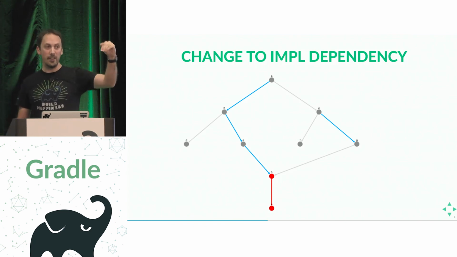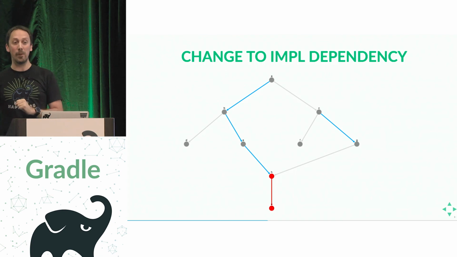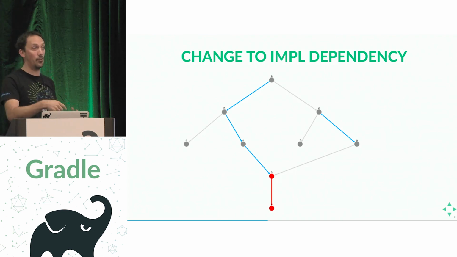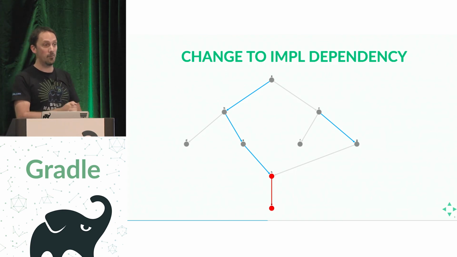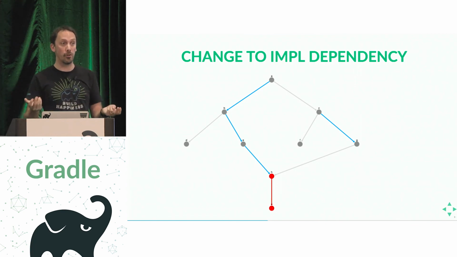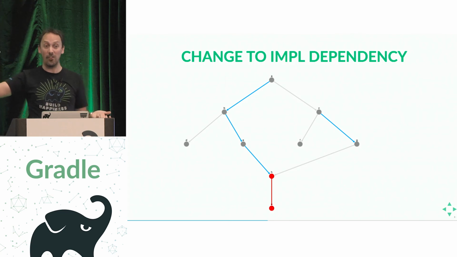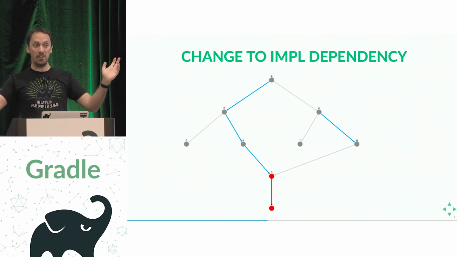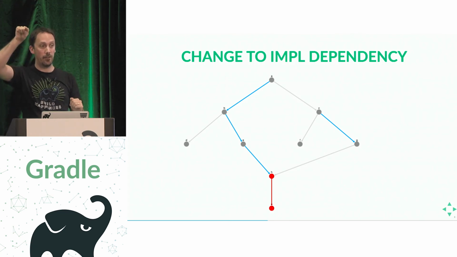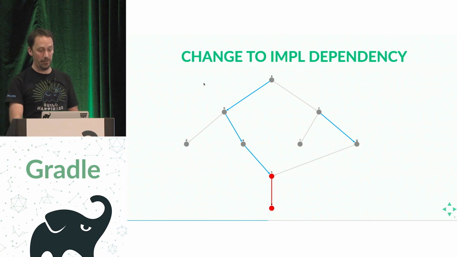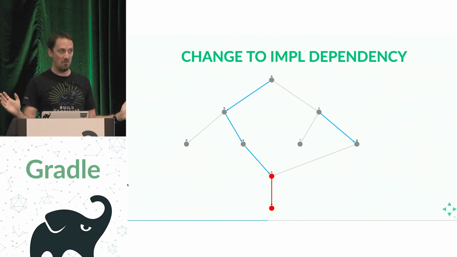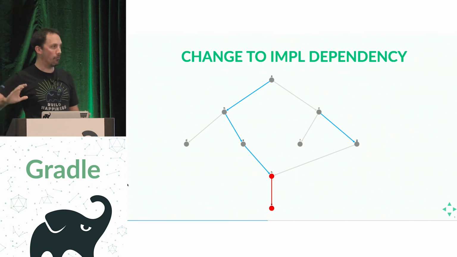So H needed I as an implementation dependency, so it has to be recompiled if the bottom changes, because potentially we broke internal APIs. But as soon as H is compiled, it doesn't have to recompile everything else, just because we don't leak that dependency transitively. So we just interrupted the whole recompilation chains very early.